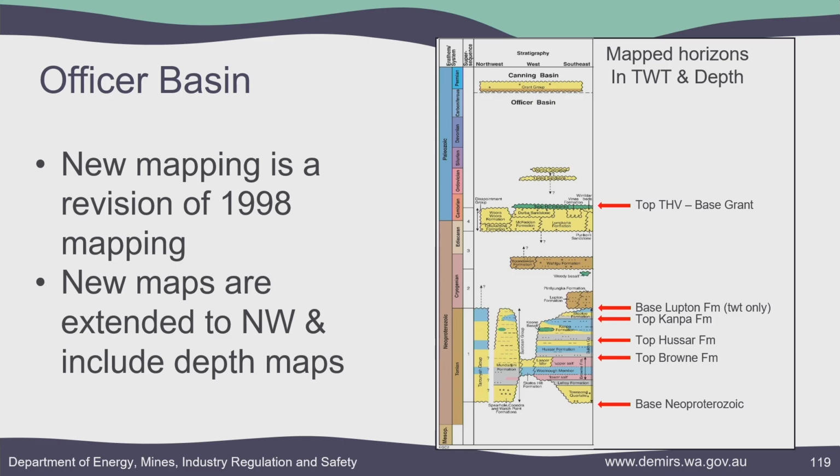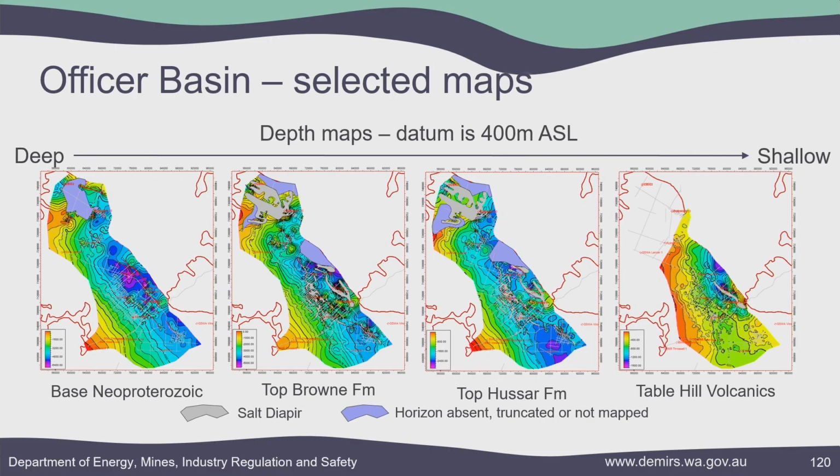Officer Basin, we've mapped 6 horizons throughout the basin. The stratigraphy is pretty consistent right through the basin, which is handy, so we can map the whole thing. And these are examples of 4 maps. The Table Hill Volcanics, the reason you can see the break is that the Table Hill Volcanics actually is absent to the north. That's the map on the right hand side.